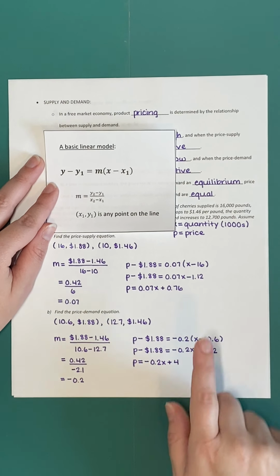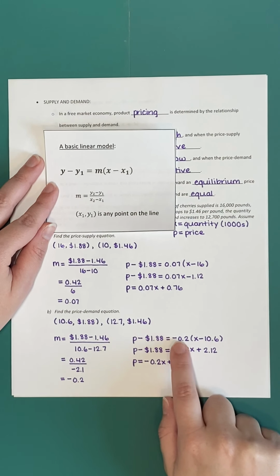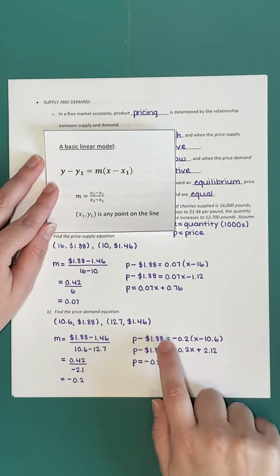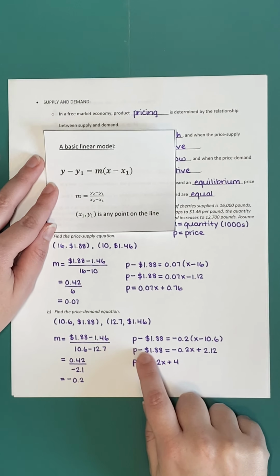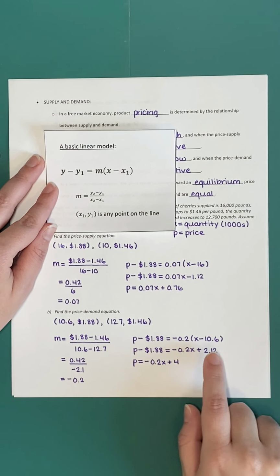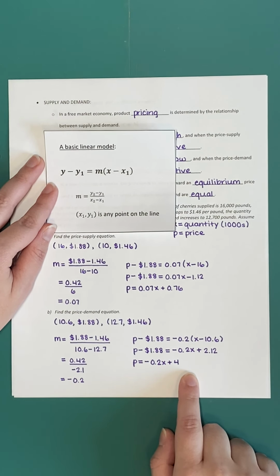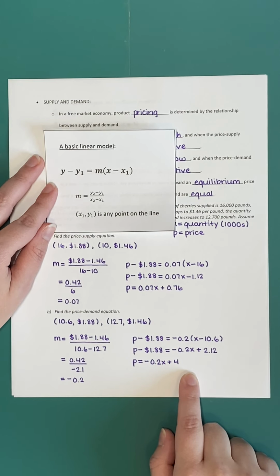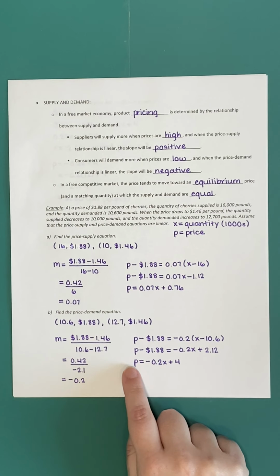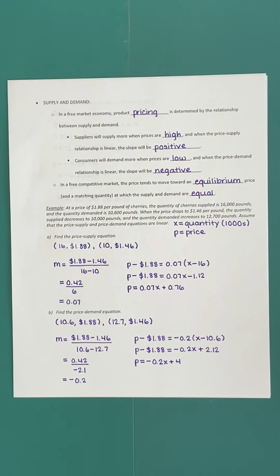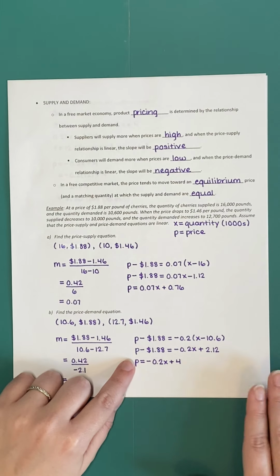Same process to simplify it down. So we want to distribute on the right-hand side. So negative 0.2x and then negative 0.2 times negative 10.6. Careful with your signs. Two negatives make a positive, and that's going to be 2.12. And then we also, again, need to isolate P. So we want to move the $1.88 over, combine our like terms, and our resulting equation is going to be P is equal to negative 0.2x plus 4. That is our price demand equation. So based on a particular amount being demanded, this is the associated pricing that results in that particular amount being demanded. So these two equations form our system of equations.